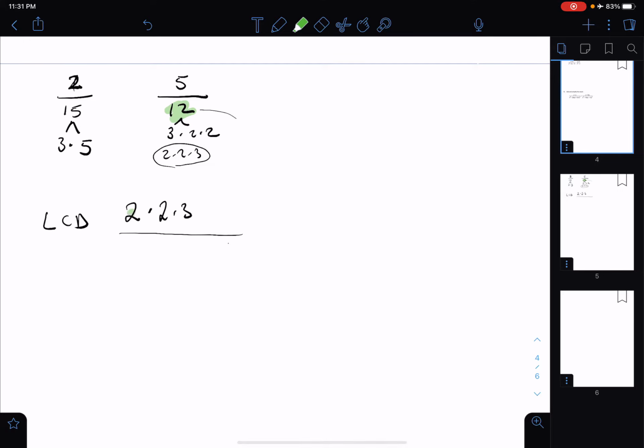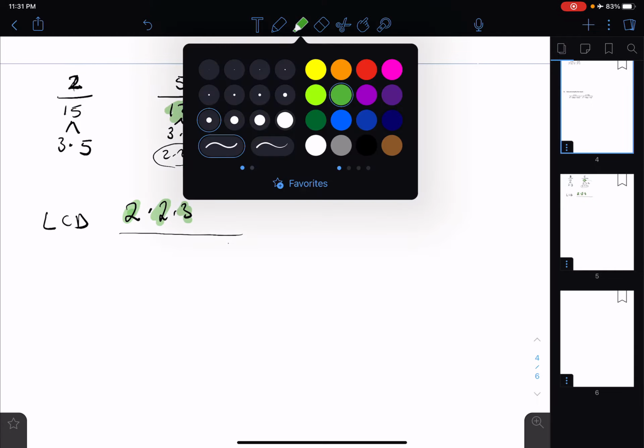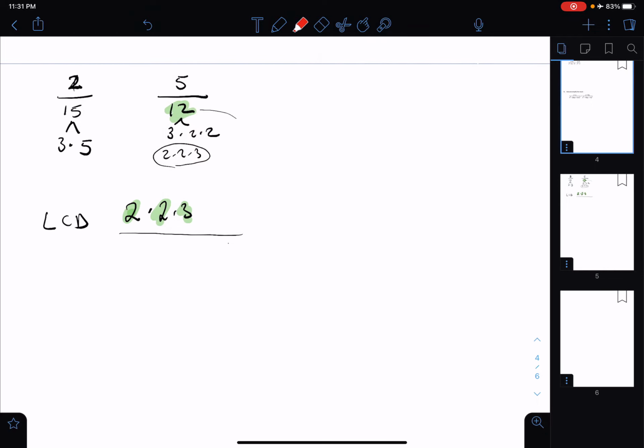It has a 2, it has a 2, and it has a 3. And so because it has 2 times 2 times 3, definitely 12 is going into that. Now will 15 go into this number I'm building? Will 15 go into it? What does this LCD have to have for 15 to work? It has to have what?